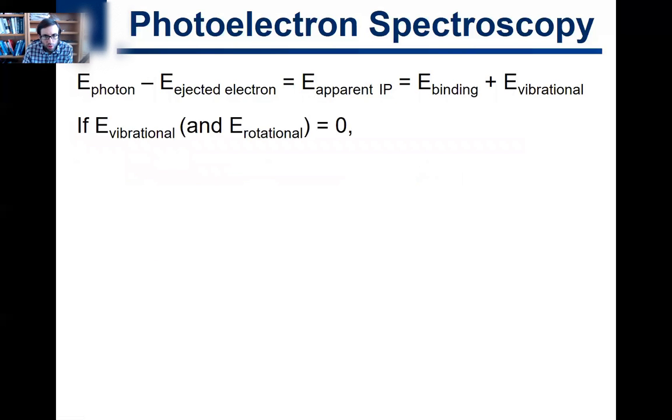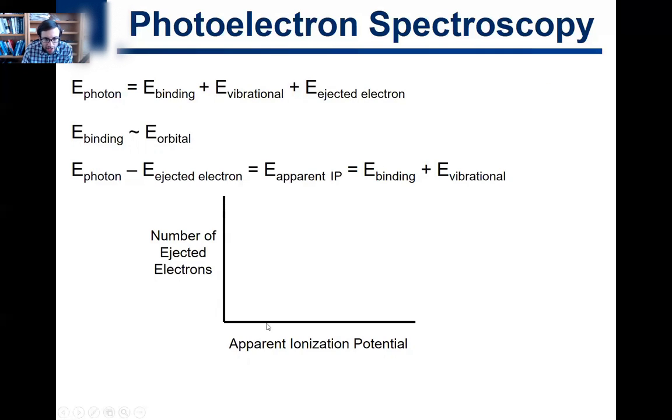And so what you're going to get here, what you're plotting, is you're going to plot the apparent ionization potential versus the number of electrons. So you're basically going to have a detector at the end of your system, and you're going to measure the energy of the ejected electrons. There's lots of detectors that can do that, measuring kinetic energy essentially. And you know E photon because you have monochromatic light, and so you can get this value, which is E apparent, very easily. And so that E apparent is E binding plus E vibrational.